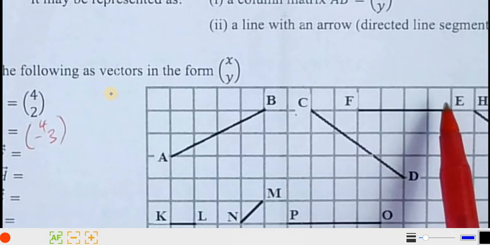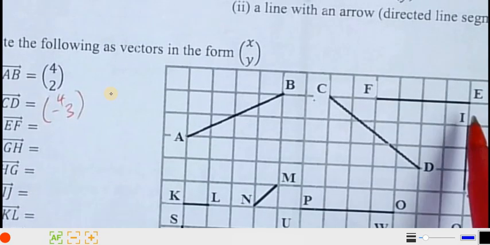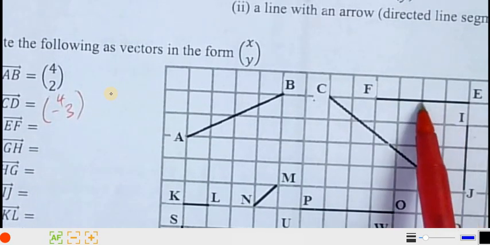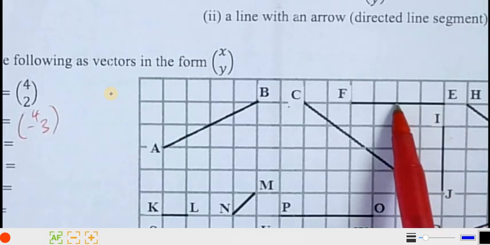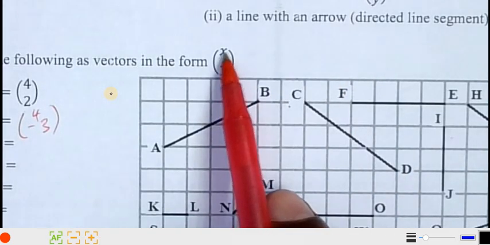We move 4 to the left, right? So that means X is what? No. We're moving in the X direction. 1, 2, 3, 4. Left and right represent the X component. So we're moving 4 units to the left. So X will be equal to what?